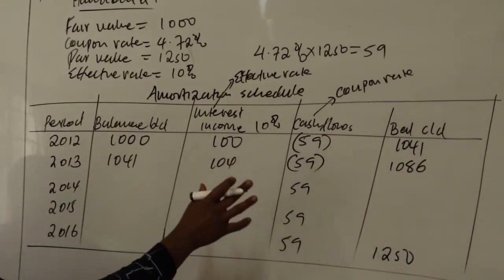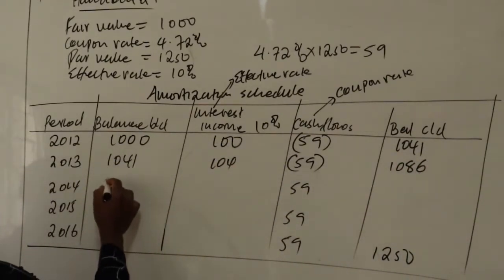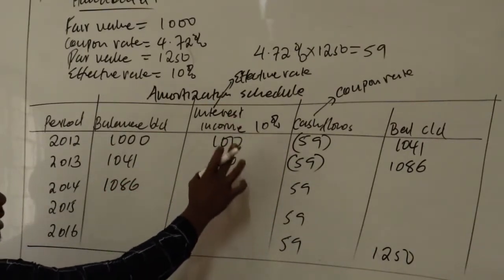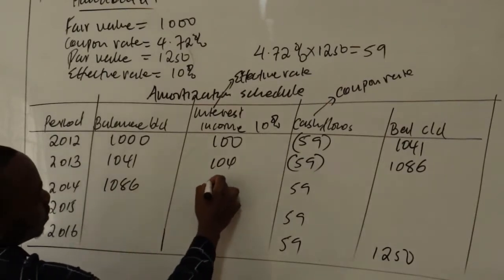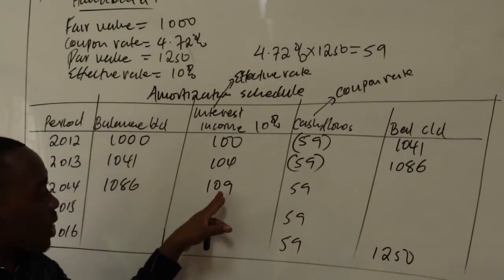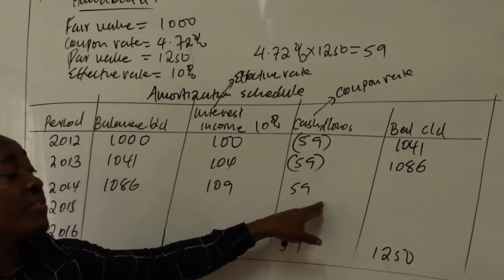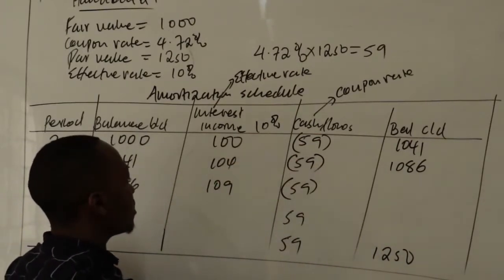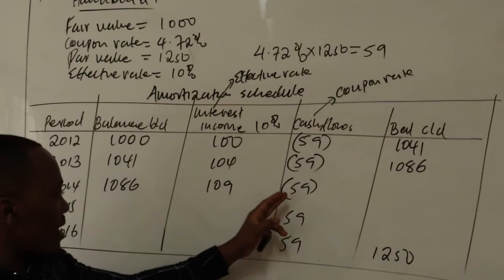So 1086, the balance carried down becomes the opening balance. 10% to get the interest income is 10% of 1086. So let's just call it 109. So it's 1086, and then you're supposed to earn the market interest of 109, but you had already received 59. So you deduct what you have already received. So how much will be the remaining balance? So it's 1086 plus 109 minus 59.